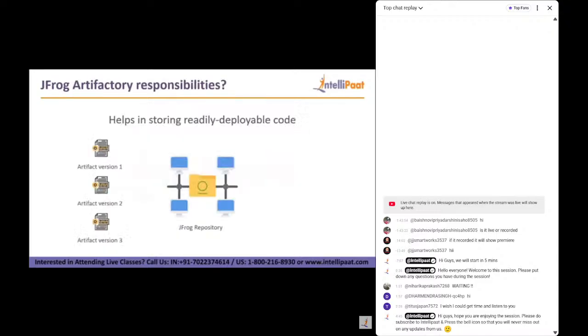Now the first thing JFrog helps in is that it helps in storing readily deployable code. So basically, whichever artifact is the result of the latest source code that has been compiled will be stored in the JFrog Artifactory. Like how we talked about an artifact repository, this is the same function that JFrog Artifactory performs. The first artifact version will be stored in JFrog, which will then be sent for deployment. Then the second one will be stored and sent for deployment. And the third one will be stored, which also would be sent for deployment.